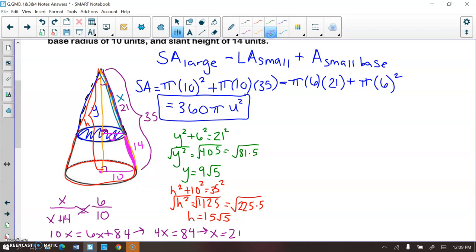So now, completing the volume. If I take the volume of the large cone minus the volume of the small cone, that would give me the volume of the whole thing. So the volume of my large cone would be 1/3 pi times 10 squared times 15 root 5, because that's the height of the large cone. And I'm going to subtract the volume of the small cone, which is 1/3 pi 6 squared times 9 root 5.